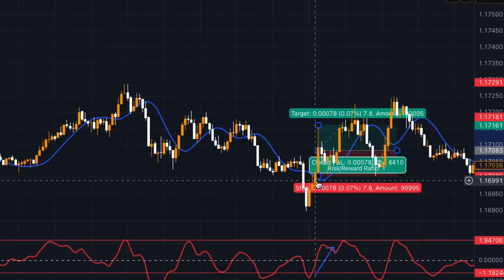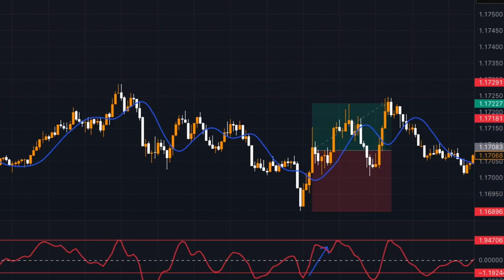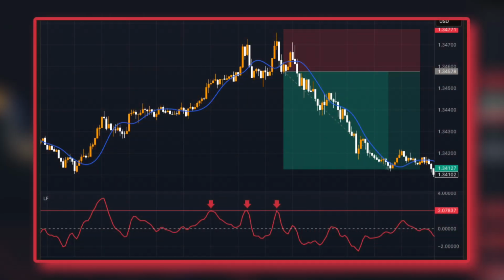Your stop loss goes just below the swing low, and you can either target the last high or use the oscillator's return to the top zone near 2 as your take profit cue. For shorts, just flip the logic. Look for 3 taps at the top, then sell when it crosses below the midline.